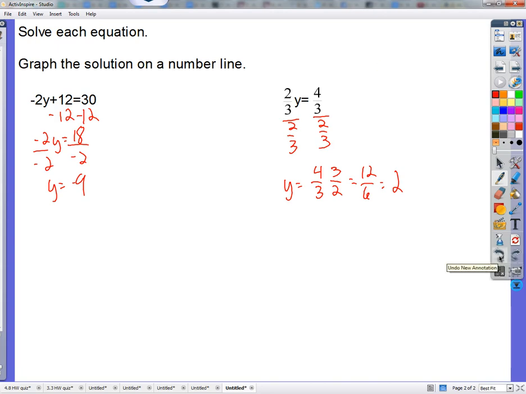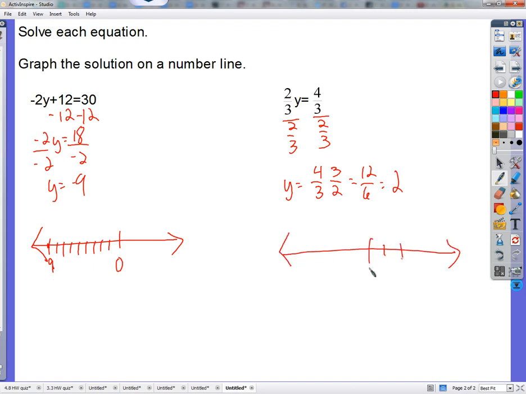Okay, so we can graph these on a number line, and most of the number lines that I see look just like the ones we did for x. Here's 0, here's negative 9, and there's 0, 1, 2, there's a point there at 2 for y equals 2.